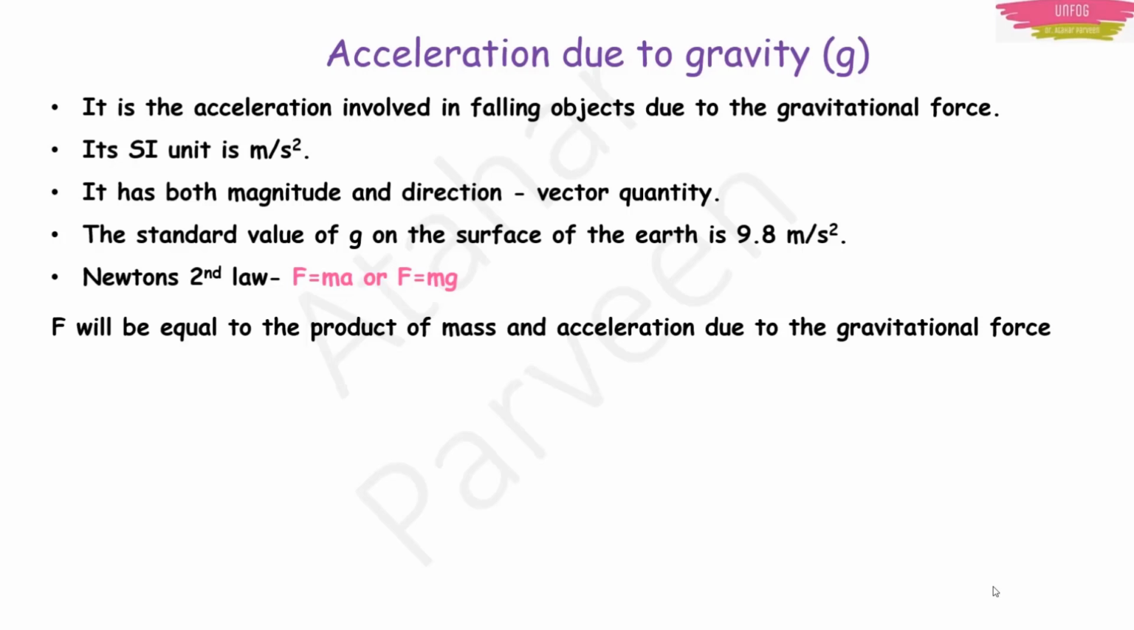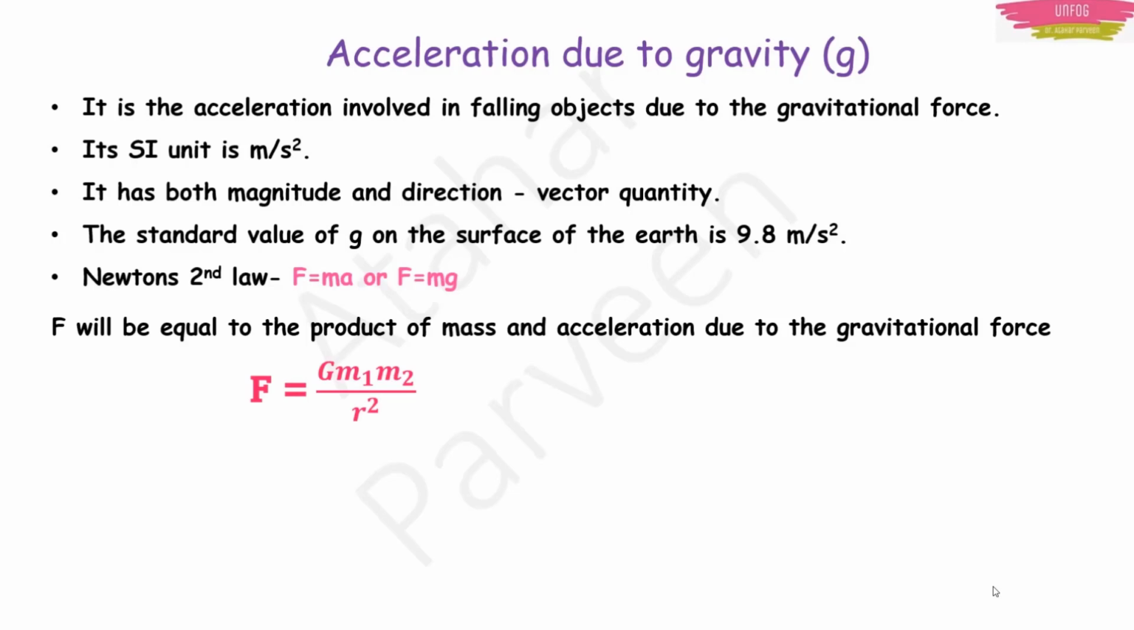Now, what does Newton's law say? Newton's law says that force is equal to mass into acceleration, right? If that acceleration is acceleration due to gravity, then I say that force is equal to the product of mass and acceleration due to gravity, right? So I can write small g in place of acceleration a. It can be written very conveniently. So instead of saying force is equal to m into a, I can say force is equal to mass into g.